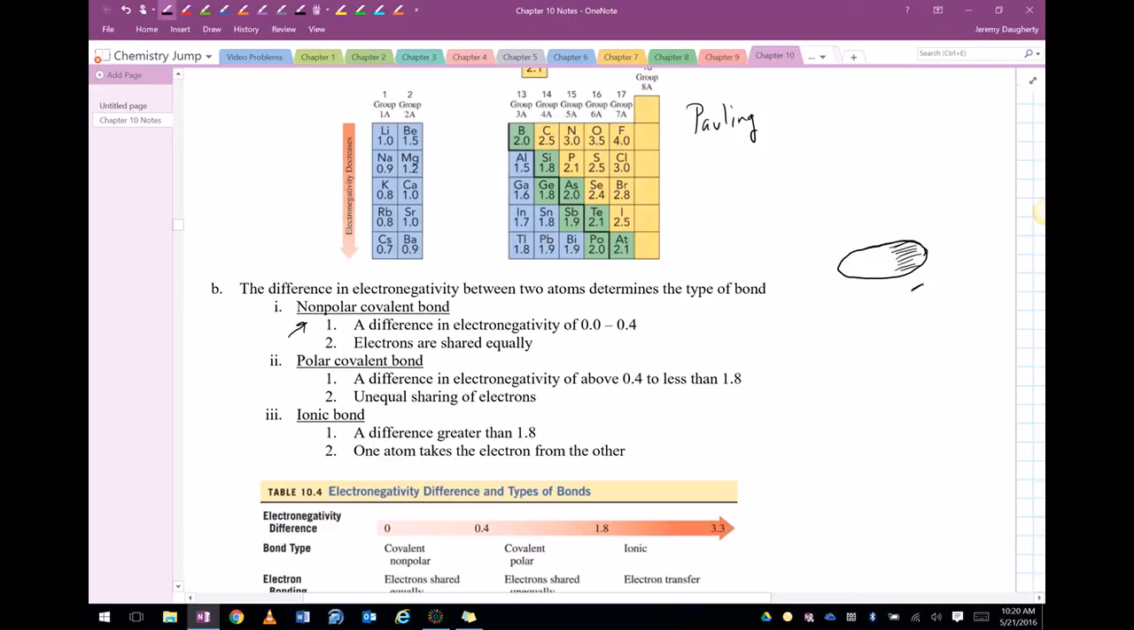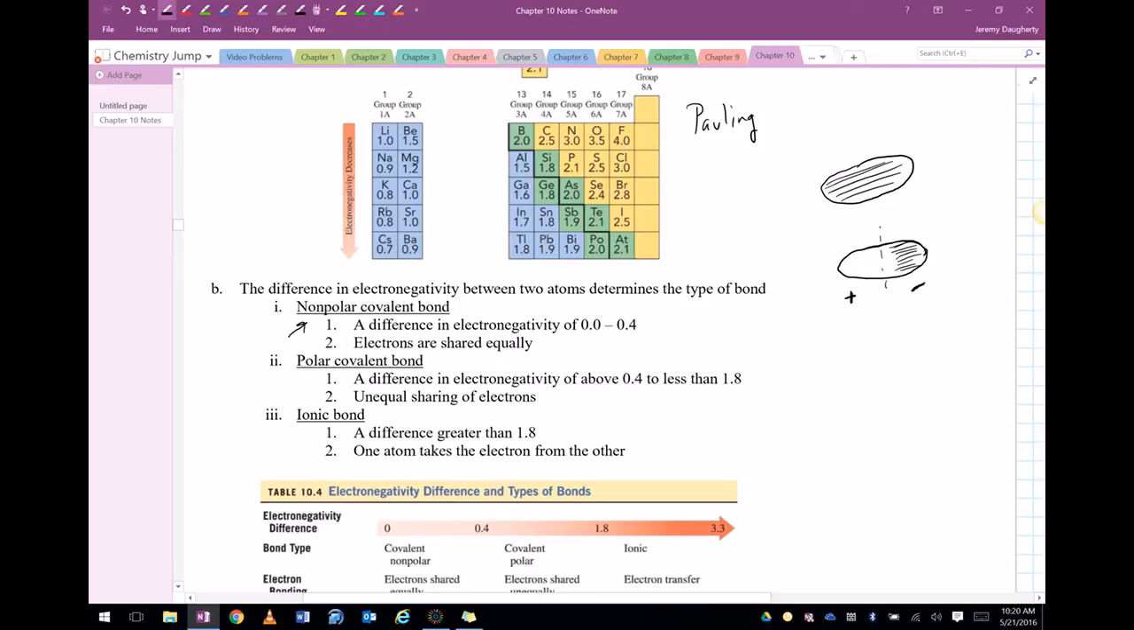So the electron-heavy side is going to have a negative charge. The non-electron-heavy side is going to have a positive charge. But the entire molecule is neutral, right? A positive one and a negative one are going to cancel each other out. It's just that the electrons aren't shared equally. They're more on one side than they are on the other. And that's a polar molecule. Whereas in a nonpolar molecule, those electrons are distributed equally.